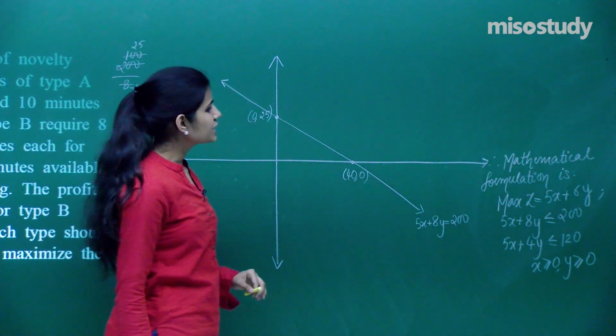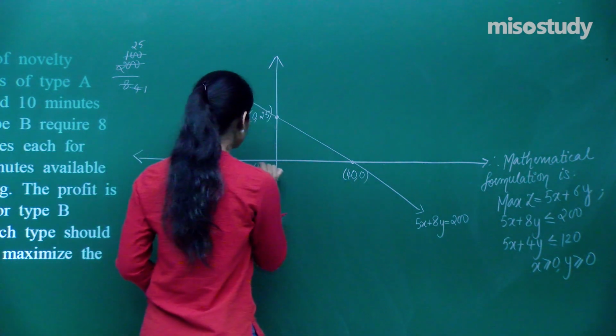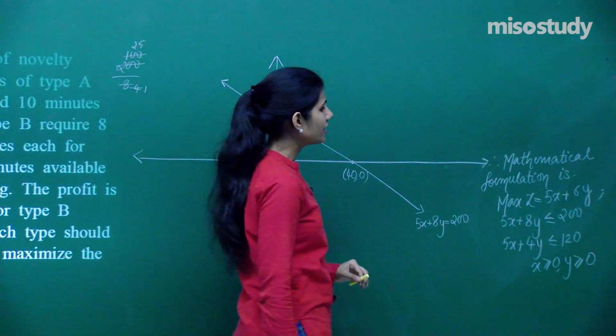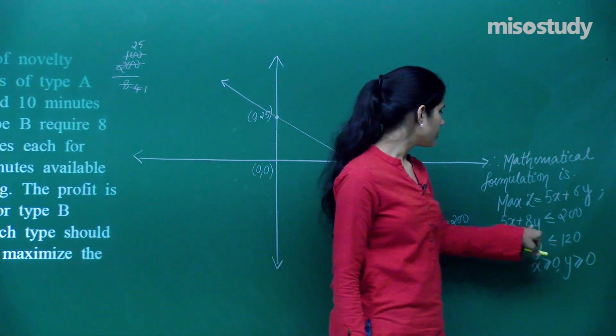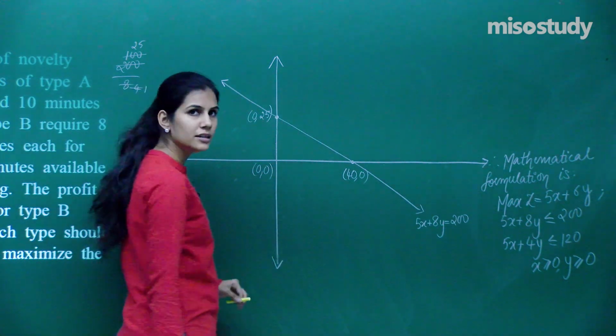Then you have 5x plus 4y less than equal to 120. First of all, let us decode the region represented by the inequation 5x plus 8y is less than equal to 200. If you put x equals 0, y equals 0, 0 plus 0 is less than 200. So, this side of the line would be the region.